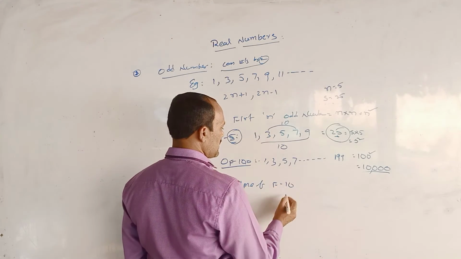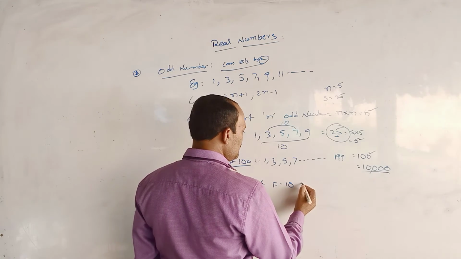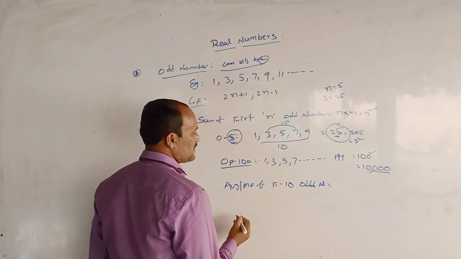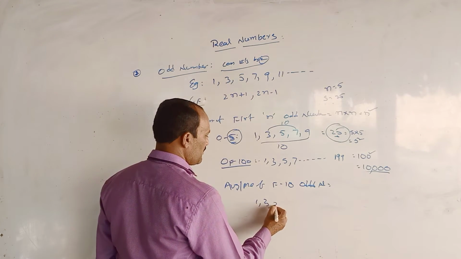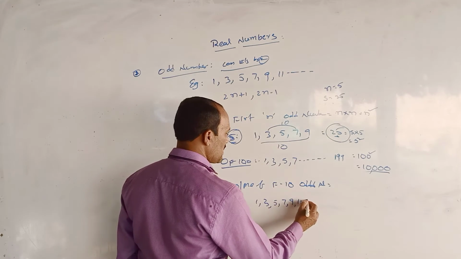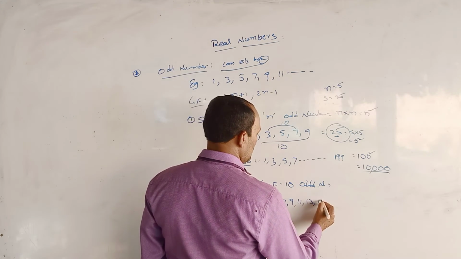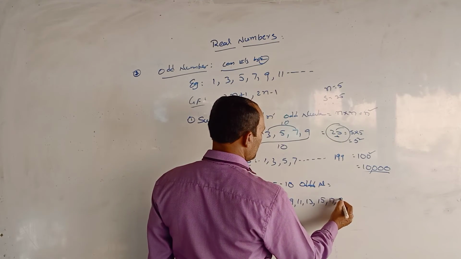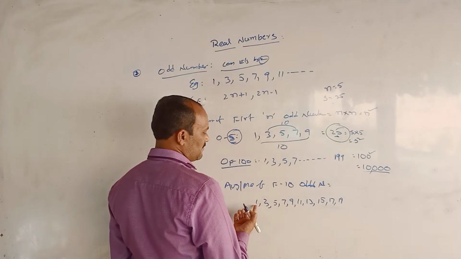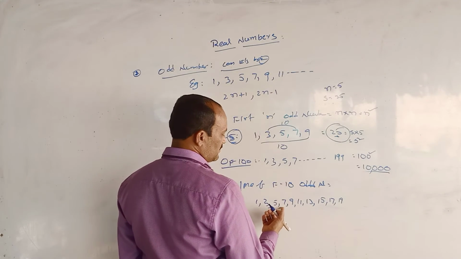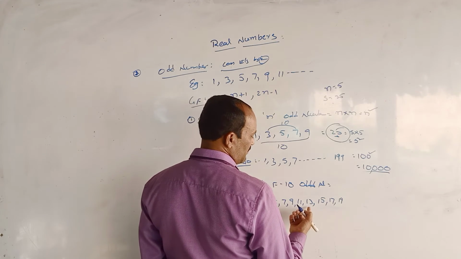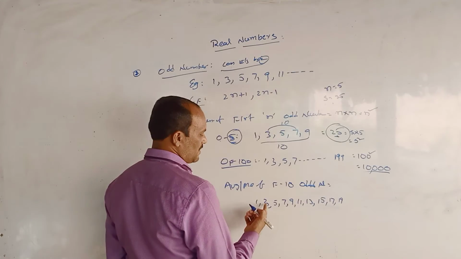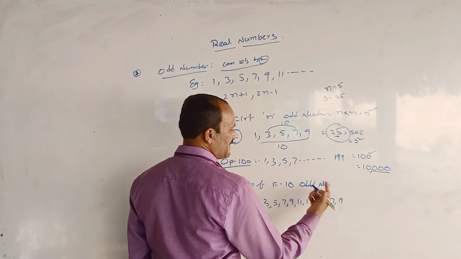Next, average or mean of first 10 odd numbers. What are the first 10 odd numbers? 1, 3, 5, 7, 9, 11, 13, 15, ఇంకా 17, 19. How many? 1, 2, 3, 4, 5, 6, 7, 8, 9, 10.